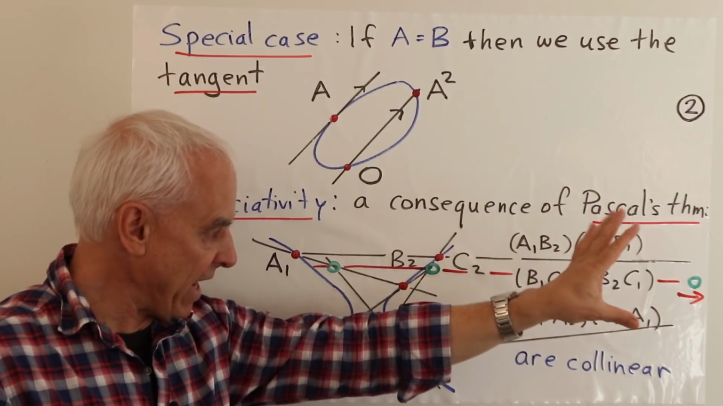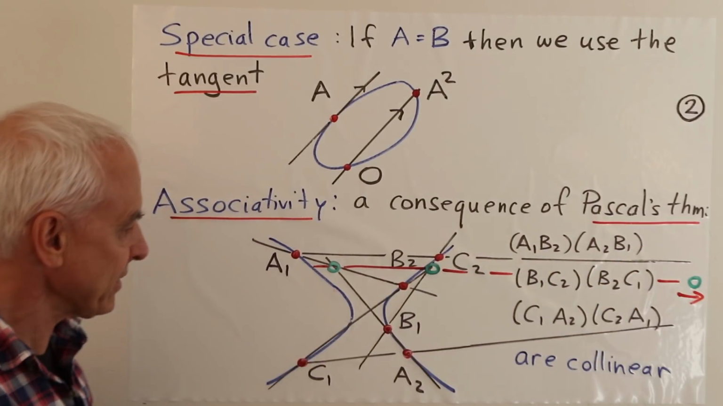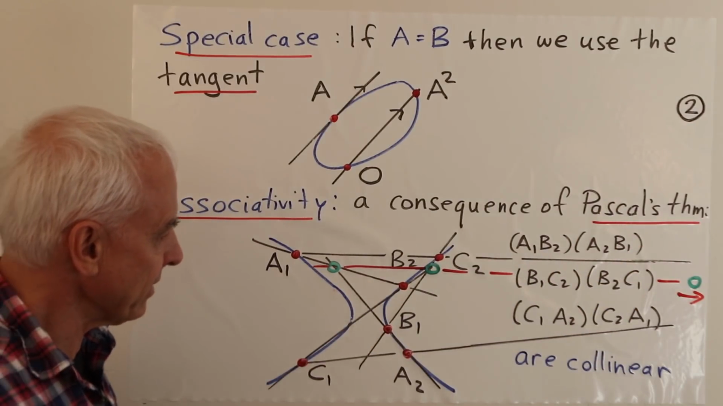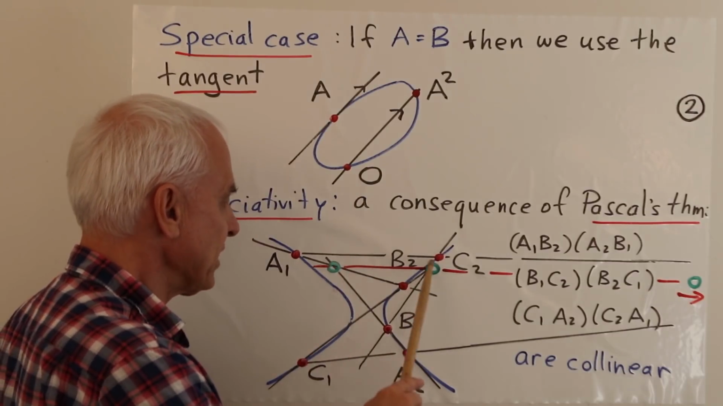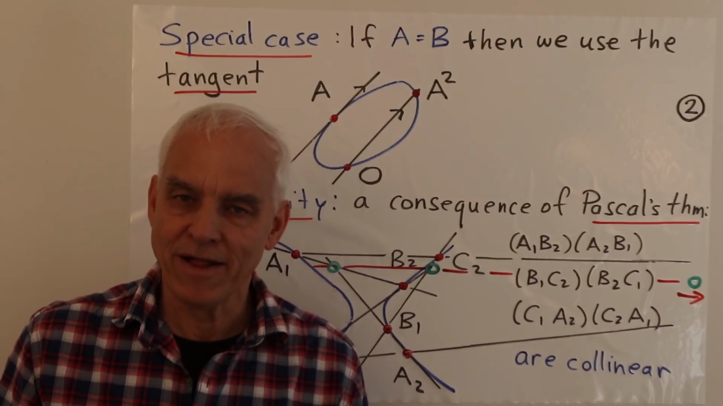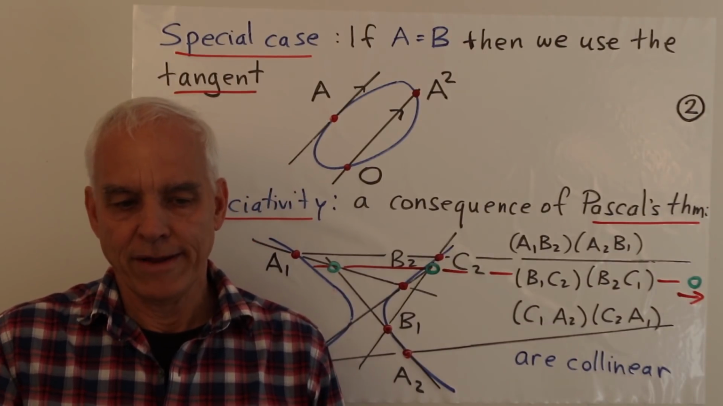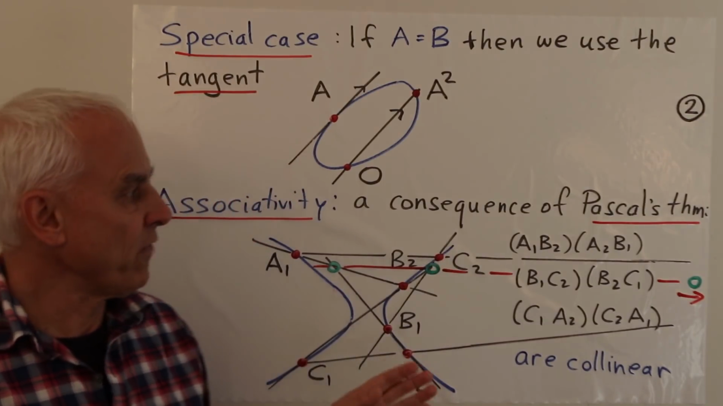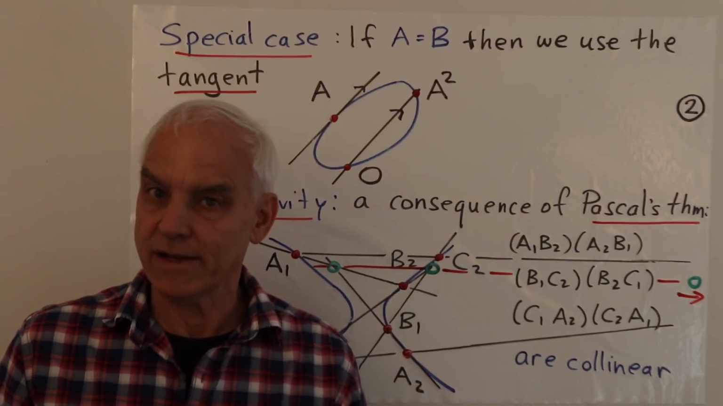And if we extended our page and found the intersection of these two lines, and we had done everything neatly and accurately, then we'd find that these 3 points here are collinear. So that's Pascal's theorem, and that's really the essential ingredient in proving the associativity of the Lemmermeyer product.